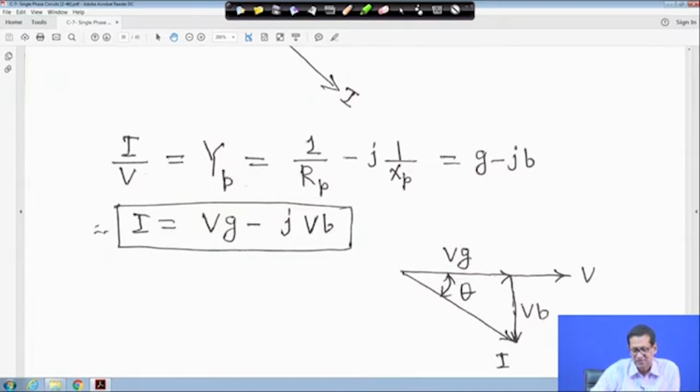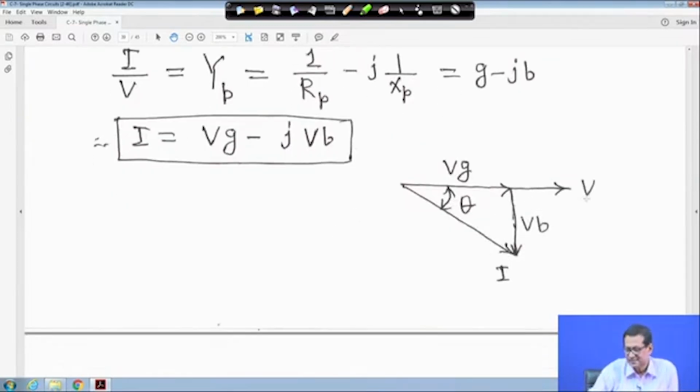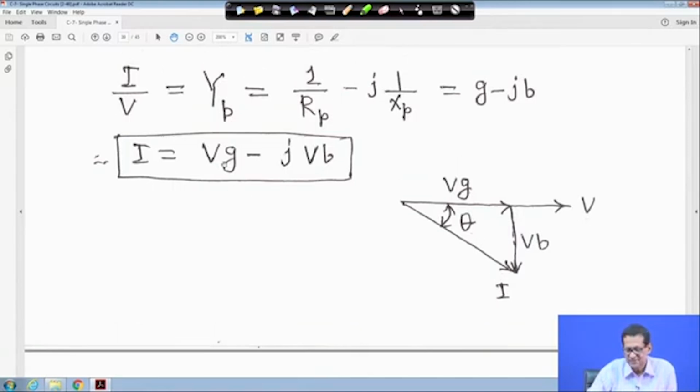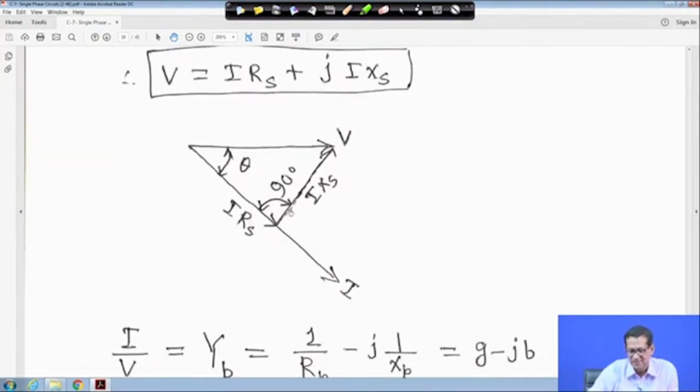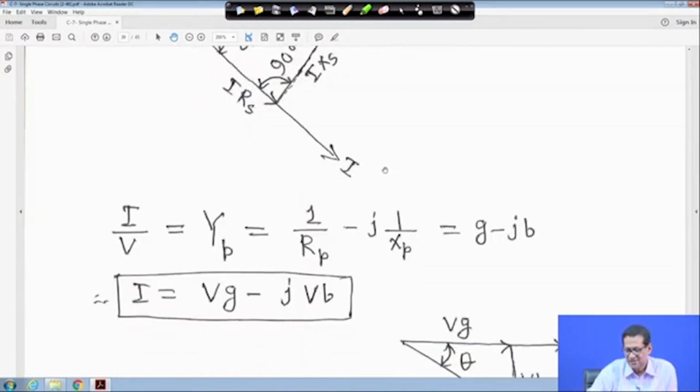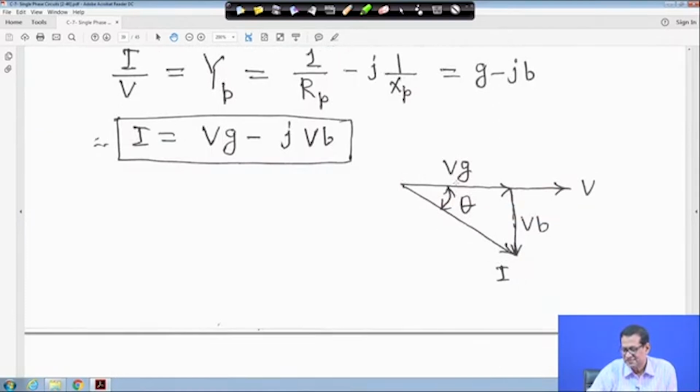Similarly for the parallel equivalent, I by V is equal to Yp, because it is admittance, and it is equal to 1 upon Rp minus j 1 upon Xp, which is G minus jB. Therefore I is equal to VG minus jVB. In that case also V is the reference, and current is lagging by theta. So this portion is VG and this is my imaginary part VB. So for both impedance and admittance, the phasor diagram shows IRs plus jIXs, that is V, and when you consider admittance, it will be VG minus jVB. Both have been shown.